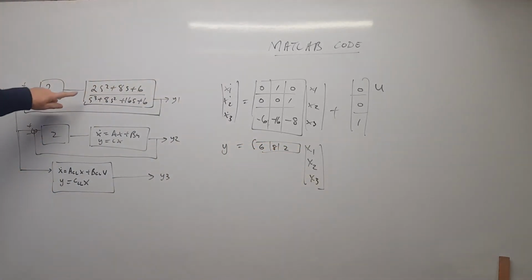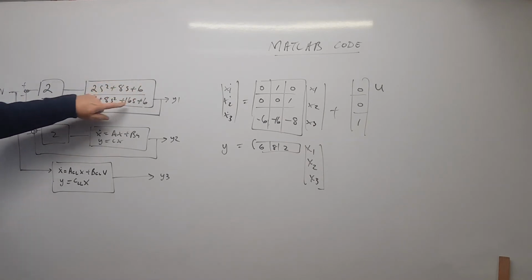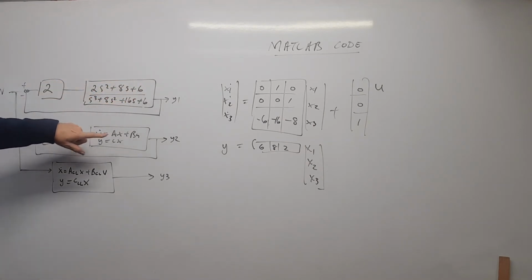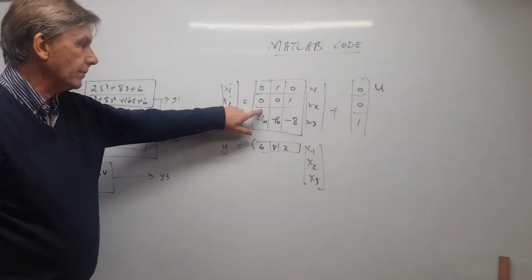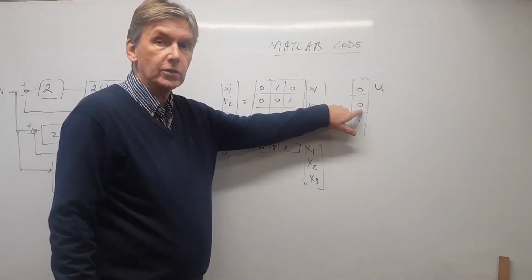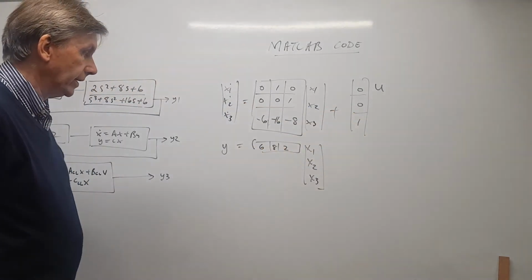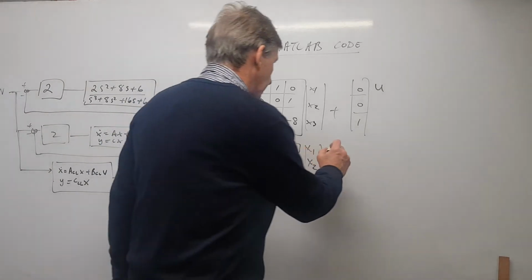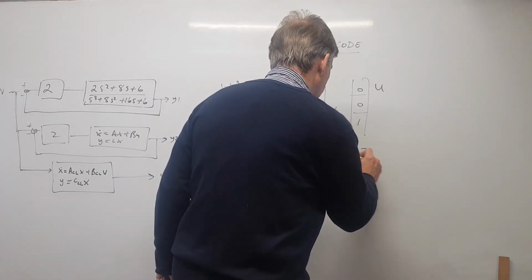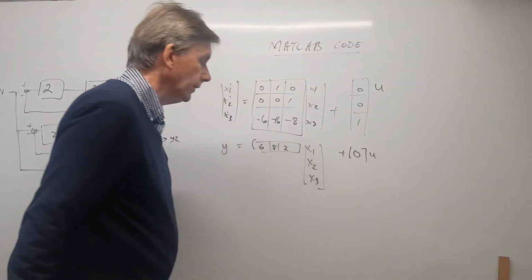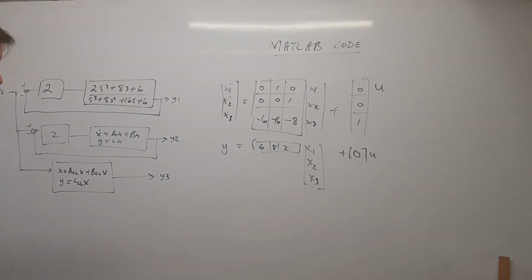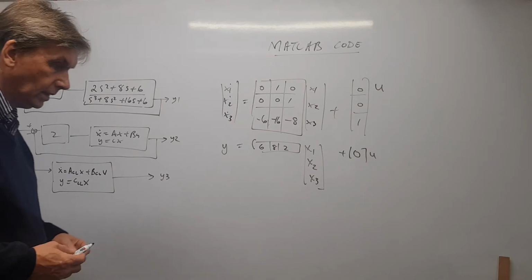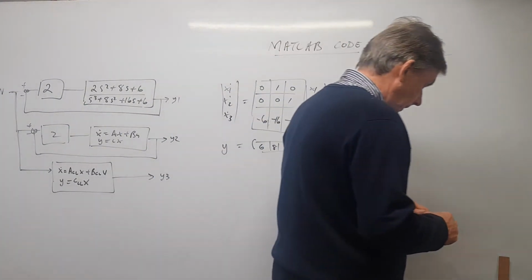So we could go now from our transfer function to the state space equations here, and we could enter the state space equations into MATLAB by entering this as the A matrix, this is the B matrix, and this as the C matrix. And we've also got a plus 0 times U in there, so the D, if you like, is 0. So this will be fairly straightforward to do.